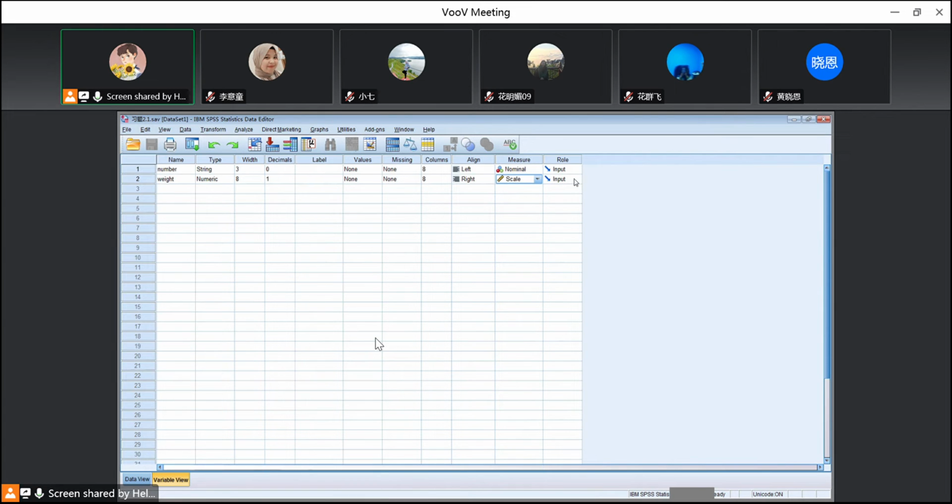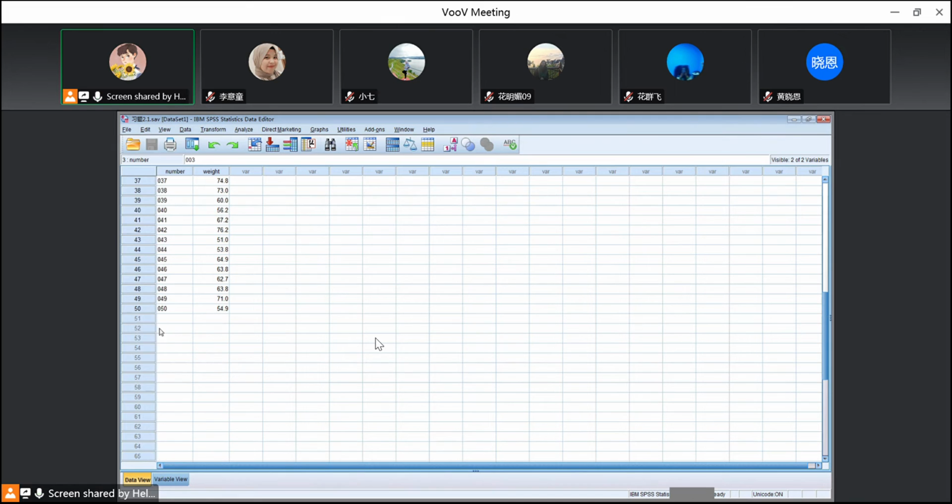Yes. Then input. So here we can input. If we continue to type 51, and here, just one decimal, we use 61.3. I type 5. I set 5, I add 5 data here. Okay, so we have 55 numbers and 55 weights.